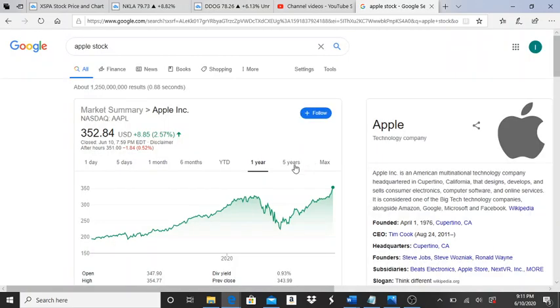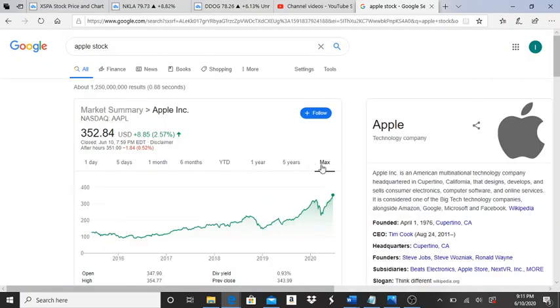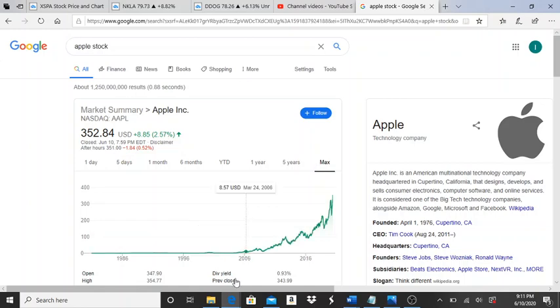But this was my source, and then I had to do the math, and I had to see, and I would go back, and I would click 5 years, or I would click 1 year, 5 years, max, as you could see, over time, it's never been up here. This is the all-time high, and it's the first time in the whole history of this company.